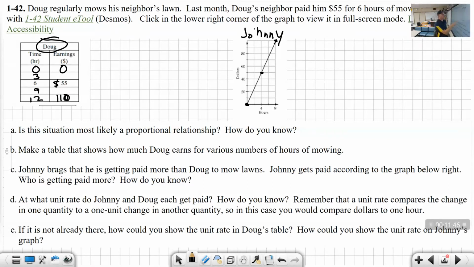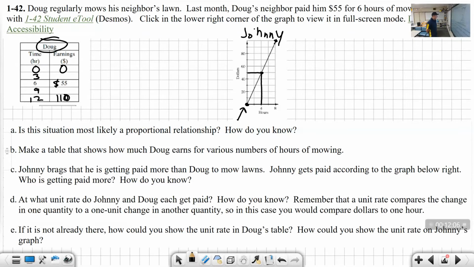Okay? I know that for 0 hours, Johnny gets paid nothing. For 4 hours of work, Johnny is getting paid that much money. Go ahead and record your answer. Who is getting paid more? How do you know?